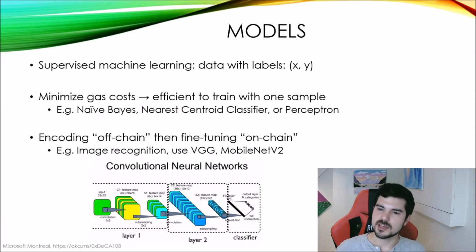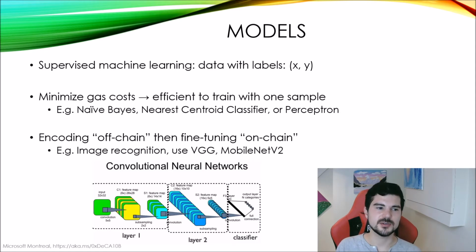So the models that we're talking about here, they're supervised models with features X and labels Y. And one of the goals here is that we want to minimize the gas costs, because training models in smart contracts can actually be very expensive. But we're going to just talk about a few simple models here, like naive Bayes, your centroid classifier, and a perceptron model.